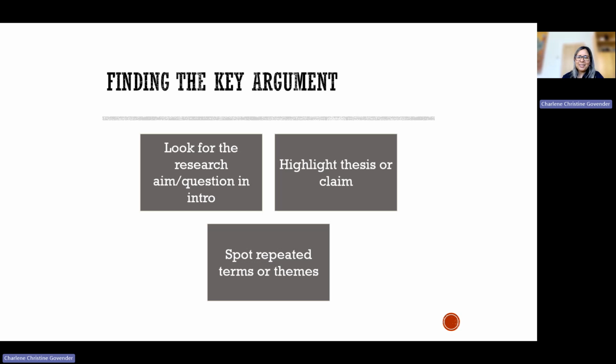So as you read, highlight or note down sentences that capture this argument. Also pay attention to repeated terms or themes. If the author keeps returning to the same point, that's usually a sign of the central message. So identifying this argument will help you use the article effectively in your own writing.